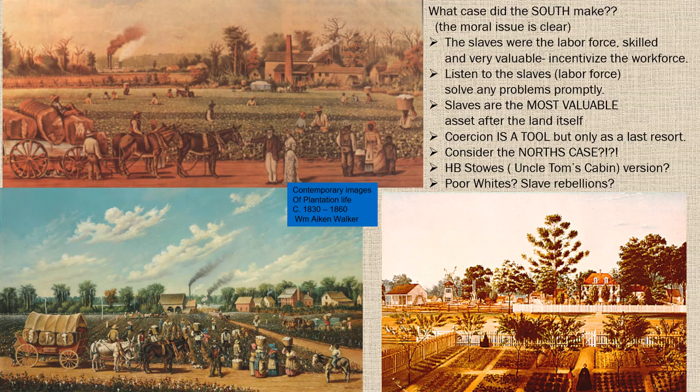So consider the North's case. Strong note here. The North's case is really based on Harriet Beecher Stowe, B-E-E-C-H-E-R, Harriet Beecher Stowe. In 1854, she wrote a book called Uncle Tom's Cabin. I have it there in parentheses. And in Uncle Tom's Cabin, she lays out the North's case.